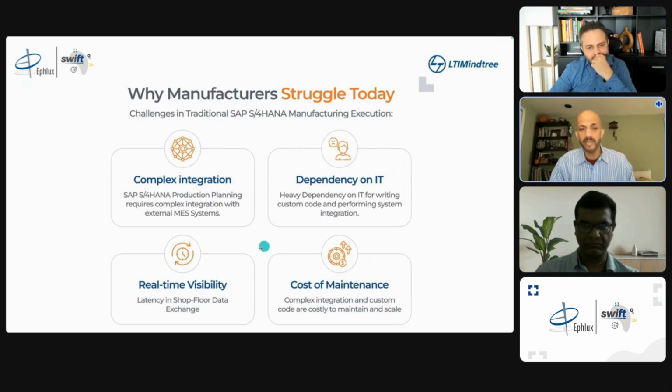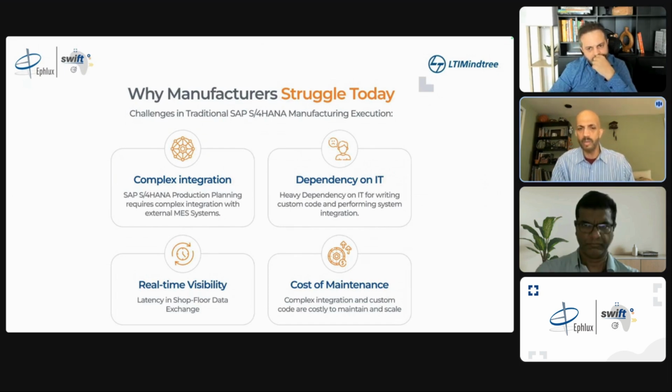The third thing is around visibility. Typically when you have multiple systems involved, especially with the complexities around MES, there is a latency in getting the information at the right time and in the right manner, and therefore obviously there is some impact on decision making as well as on productivity.